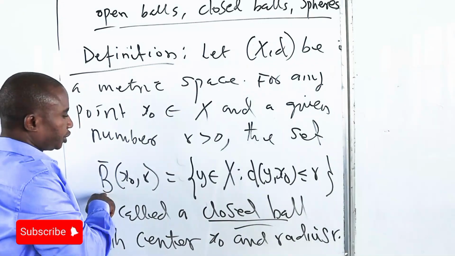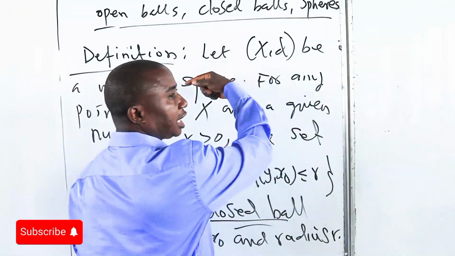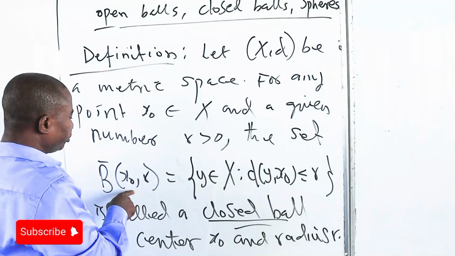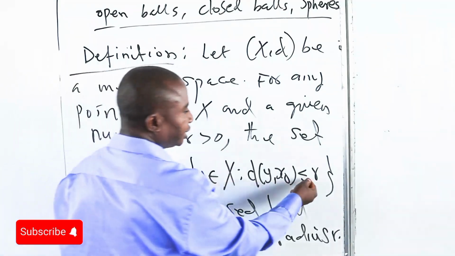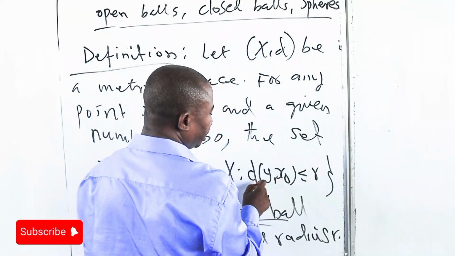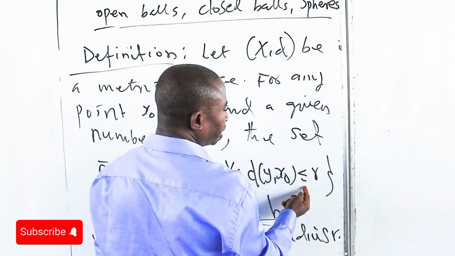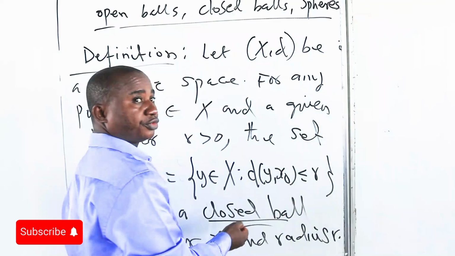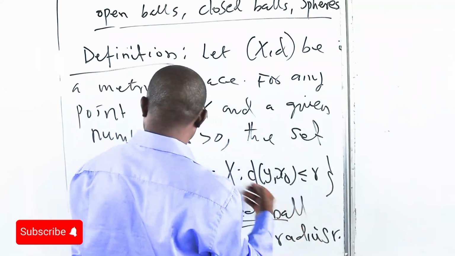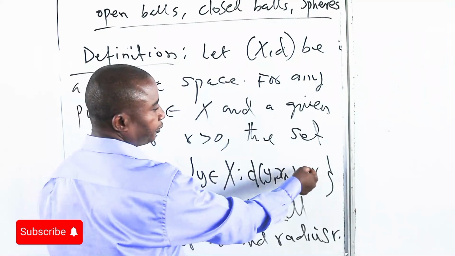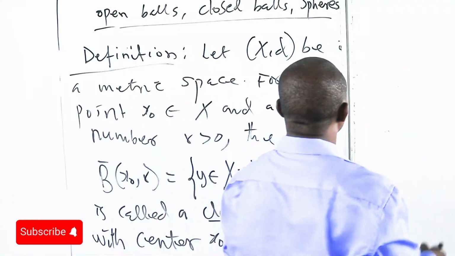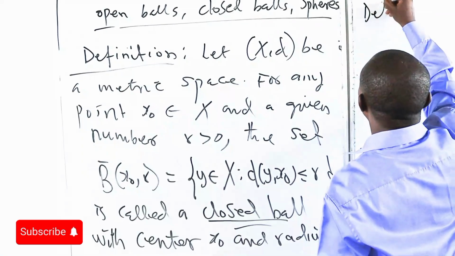If you look at this definition and what we had before concerning open balls, the difference is that for closed balls we allow equality. That means the distance between y and x naught can be equal to r, or it can be strictly smaller than r. So when we have less than or equal to, we have a closed ball. But if we just have strict inequality, we have an open ball. Next, we define what we mean by a sphere.